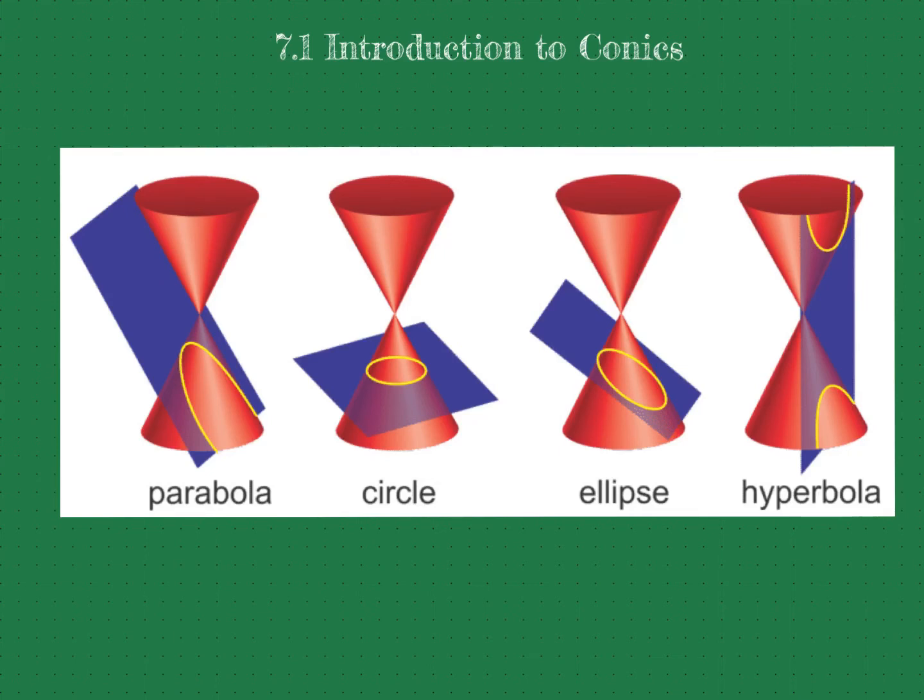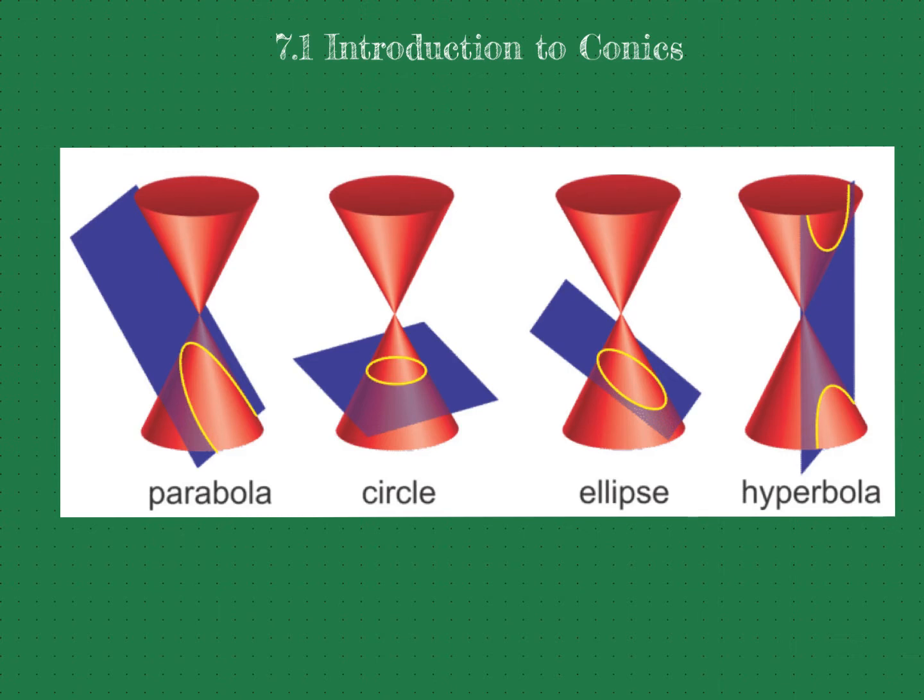Welcome to section 7.1, Introduction to Conics. Conical is the adjective used to describe something that is cone-shaped, and conics are the four shapes that we obtain when we slice through and get a cross-section of these two cones, like we can see here.